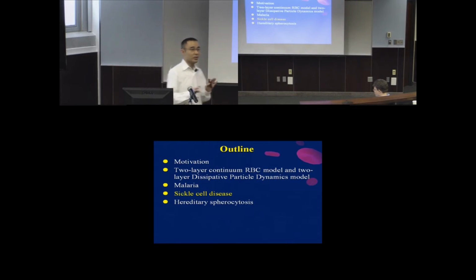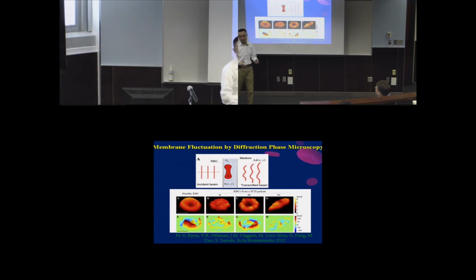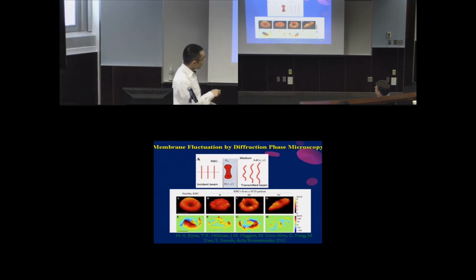For sickle cell disease, instead of using micropipette aspiration, we use another technique called diffraction phase microscopy. Basically, we shine a laser beam through the red blood cell. After the laser passes through the red cell, the phase will shift. Then we compare the phase with the original phase, and we get the thickness of the red blood cell. In the time domain, we get the fluctuation of the cell membrane. This is the fluctuation and thickness of a healthy cell and of sickle cell disease type 1, type 2 to type 4.